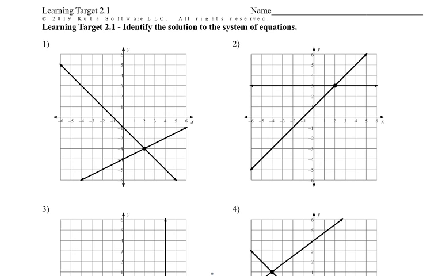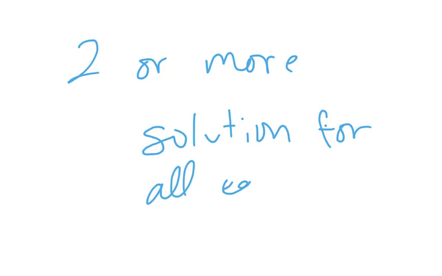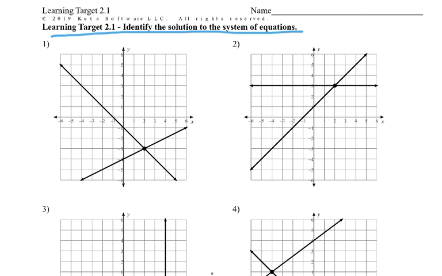All right, so we're taking a look at Learning Target 2.1, just identifying the solution to a system of equations. Remember, a system of equations is two or more equations or situations that are together. What we're looking for is a solution for all equations or for all situations. If we're graphing, a solution is on the line.